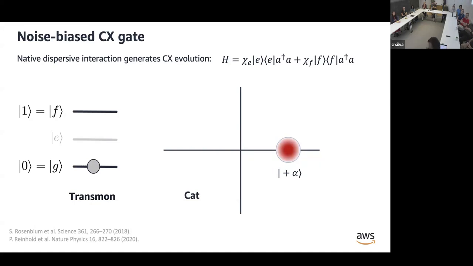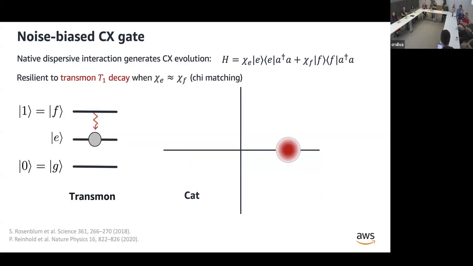So what will happen? Suppose the transmon goes from 0 to 1. Then the cat rotates, if you wait a time pi over chi. So it implements the NOT gate. So this is the CNOT that you want. If it's in 0, there is no chi, nothing happens. If it's in 1 and you wait pi over chi f, you do this rotation. That's great. That's what you want.